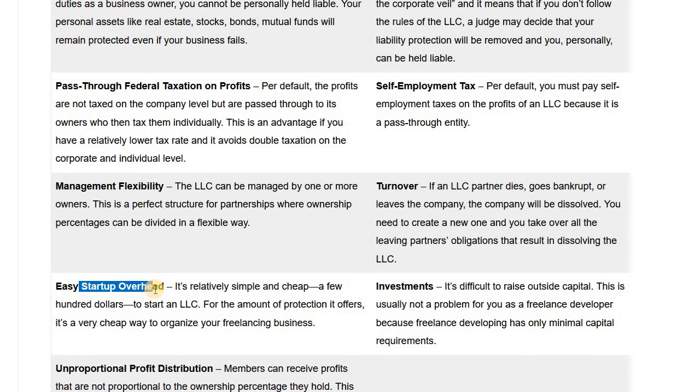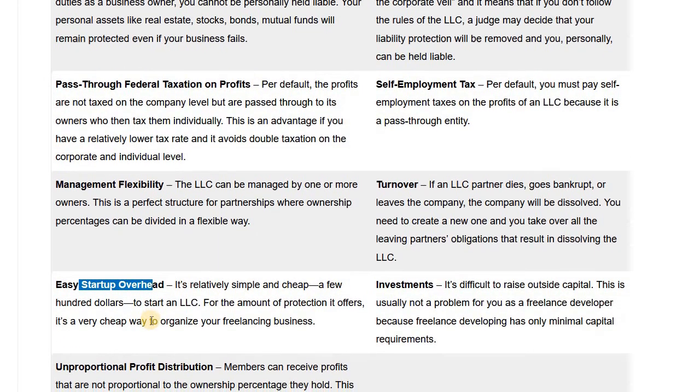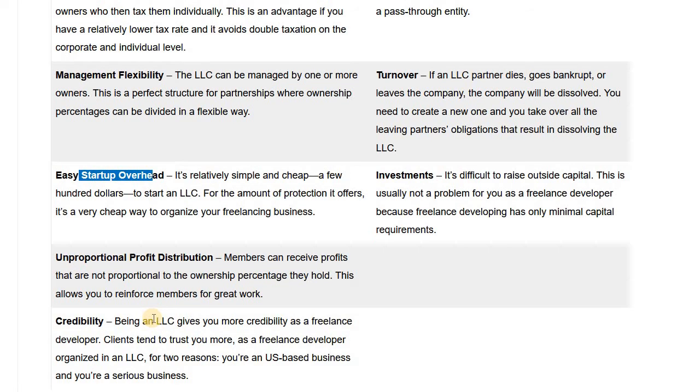You also have some regular duties, and you should adhere to these duties, because otherwise, again, it could happen that your corporate veil is pierced and you lose your limited liability protection if you don't fulfill your obligations.